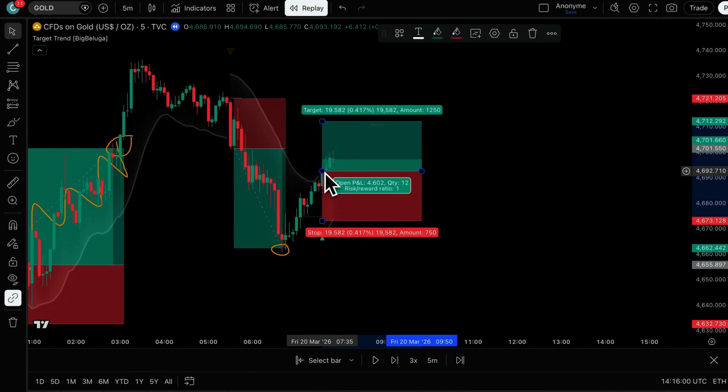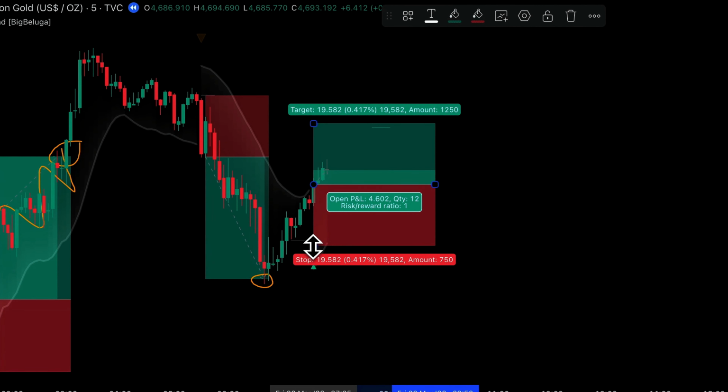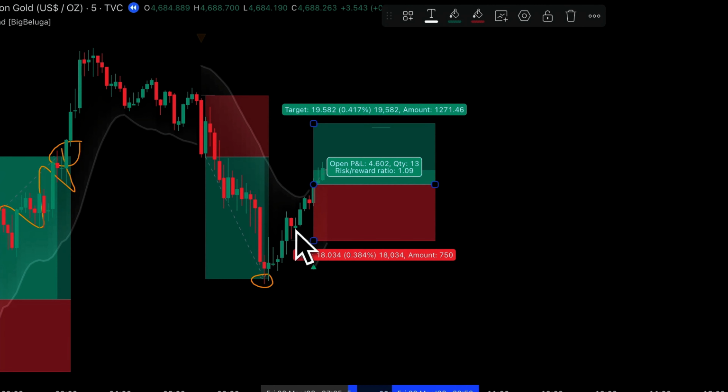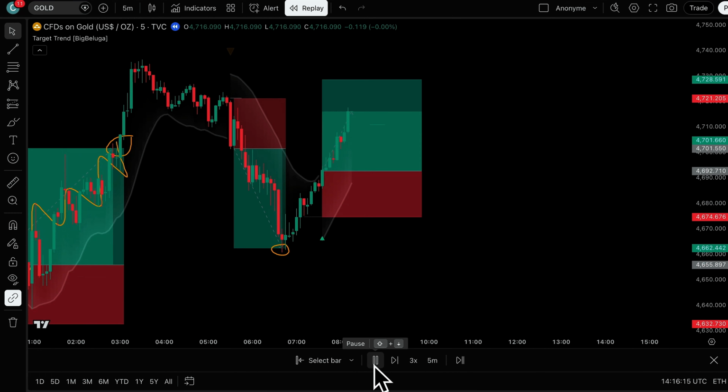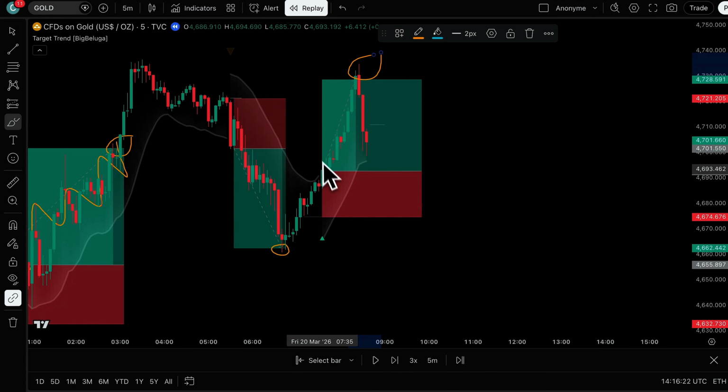The buy price is at the close of the 5-minute signal candle. The stop loss in this zone, just below the wicks, and we look for a 2 times risk reward. Patience until the target or the stop loss. You can see that the target was hit very quickly in a straight line.